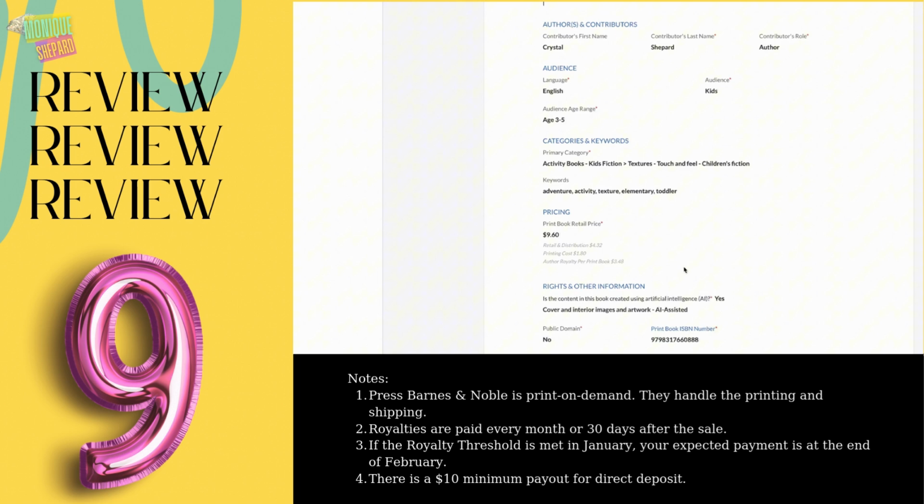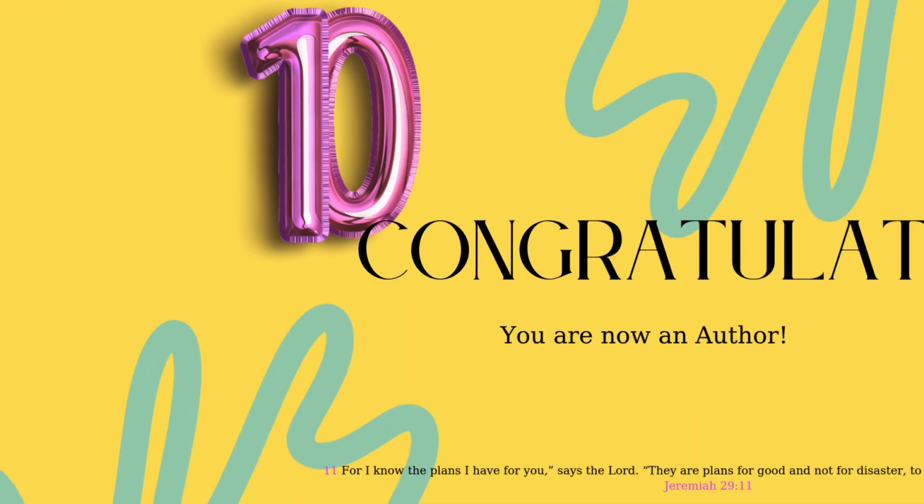Here's some notes. Barnes & Noble Press is print on demand. They handle the printing and shipping. Royalties are paid every month or 30 days after the sale. If the royalty threshold is met in January, your expected payment is at the end of February. There is a $10 minimum payout for direct deposit.